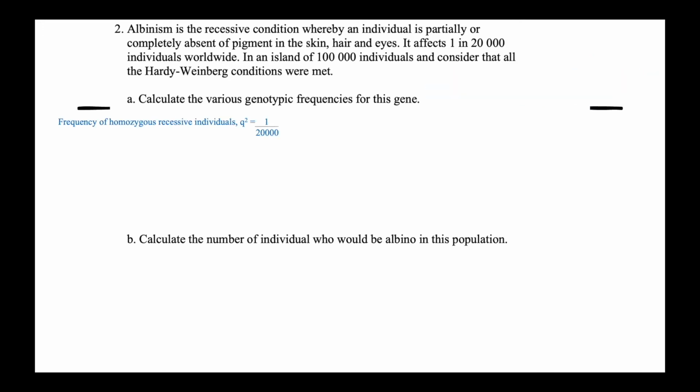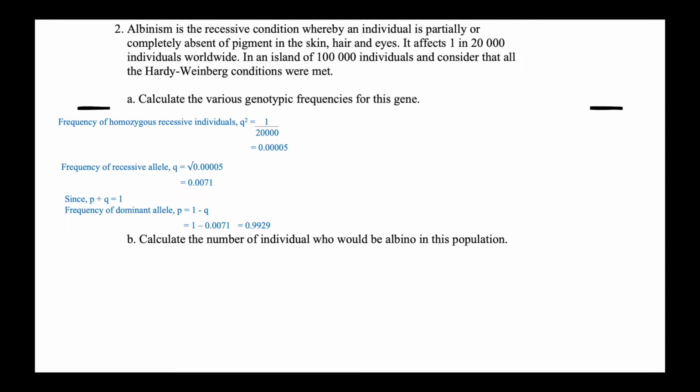Given in the question that the frequency of homozygous recessive individuals, q square, is equal to 1 over 20,000, giving us the value of 0.00005. From here, we can find the frequency of recessive allele q by finding the square root of q square, giving us the value of 0.0071. Since p plus q is equal to 1, the frequency of the dominant allele p is equal to 1 minus q, 1 minus 0.0071, giving us the final answer of 0.9929.